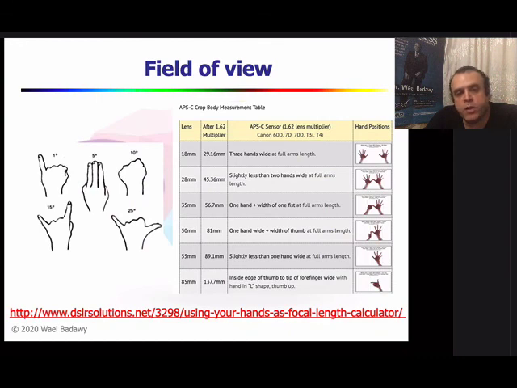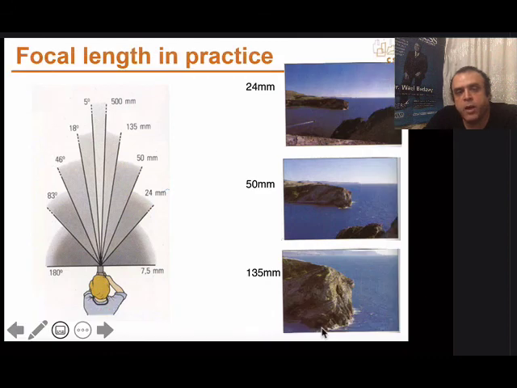Then we have, on the next slide, the field of view, and this basically shows, when you talk about 18 millimeter till 85 millimeter, how much you actually see. And you have a URL here, which shows how, using your own hand, you can understand the lens calculator. Then you have the focal point cropping.